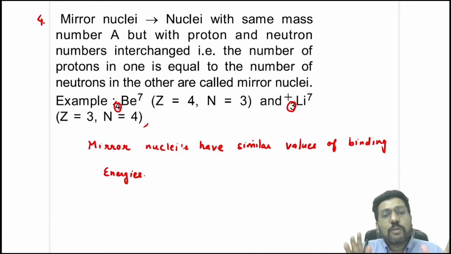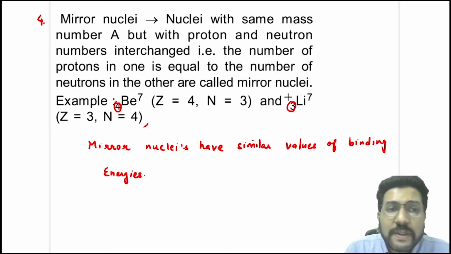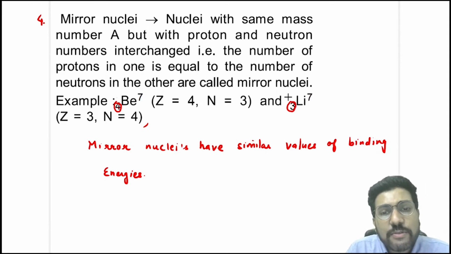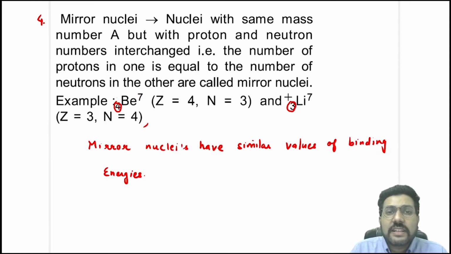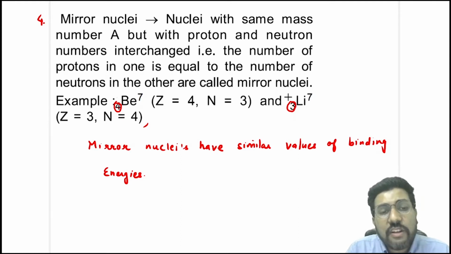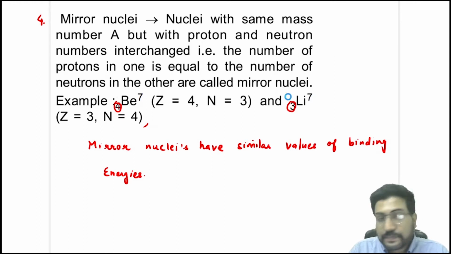Mirror nuclei occupy different positions in the periodic table and they have different physical and chemical properties, but mirror nuclei have similar values of binding energy. We will discuss this a bit later when we discuss the definition of binding energy.